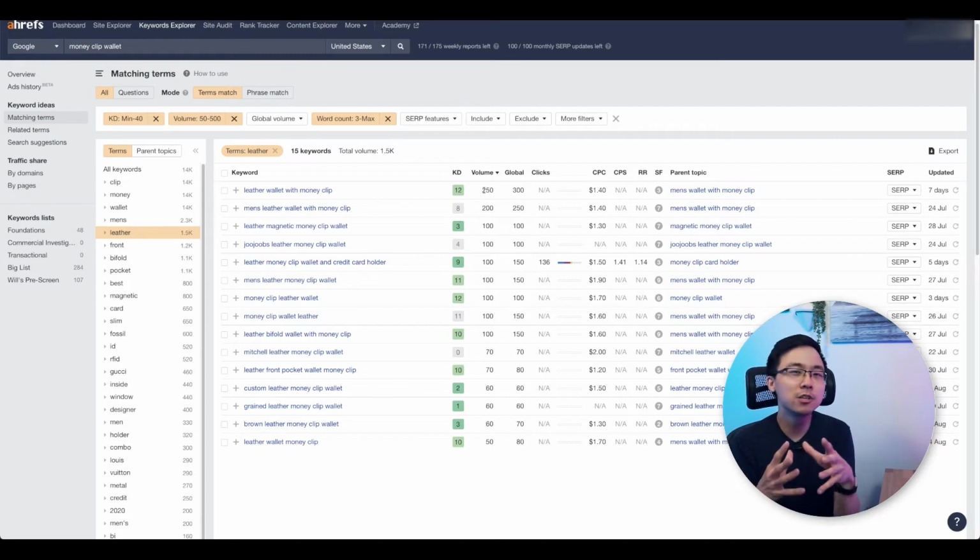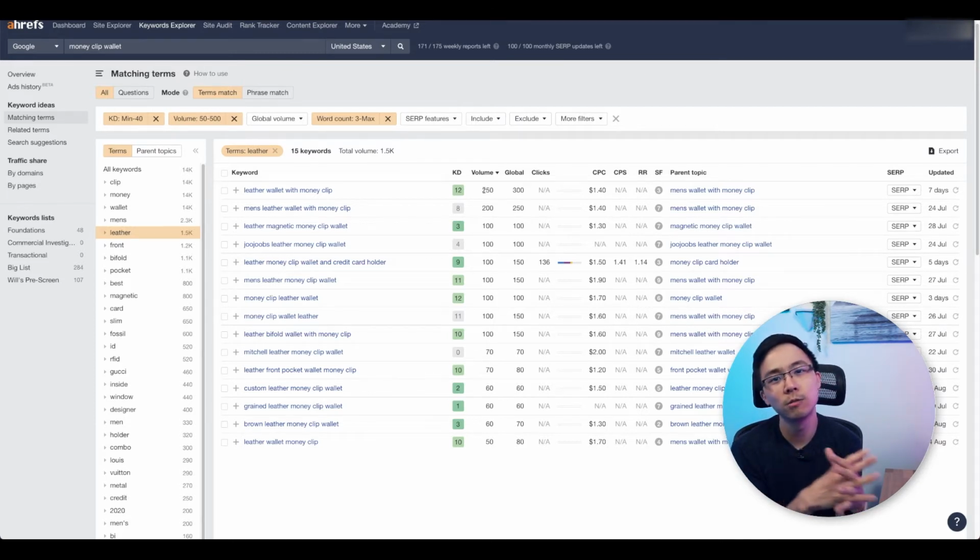So imagine for a second that you were to create 10 pages of these and rank for the top 5 or so spots on each of those pages. That traffic really starts to add up for your website.